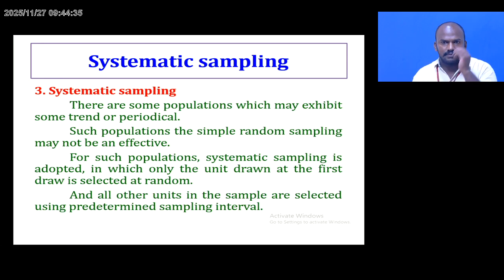The third one is systematic sampling. There are some populations which may exhibit some trend or periodicity. For such populations, simple random sampling may not be effective. Systematic sampling is adopted, in which only the unit drawn at the first draw is selected at random, and all other units in the sample are selected using a predetermined sampling interval.